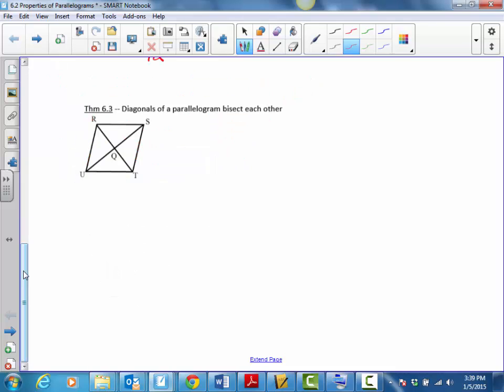Theorem 6.3 says that the diagonals of a parallelogram bisect each other. That means that SU is the bisector of RT and RT is the bisector of US, meaning that segment RQ is congruent to QT and segment UQ is congruent to segment QS.